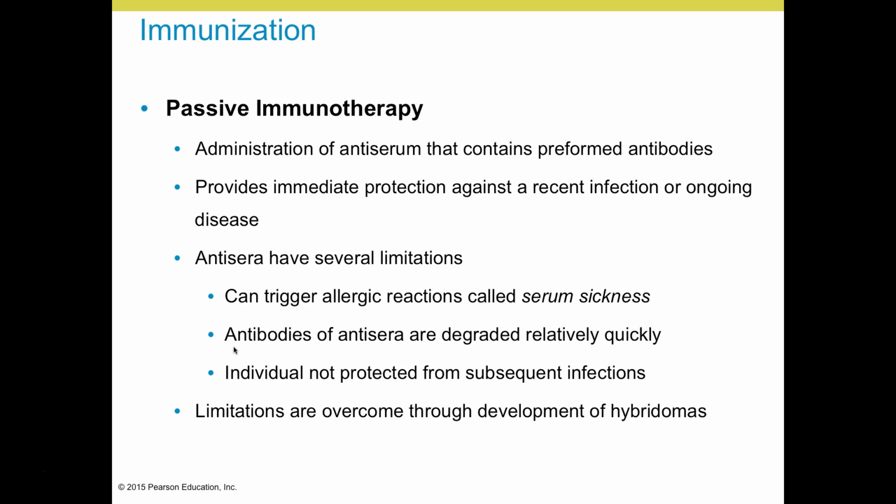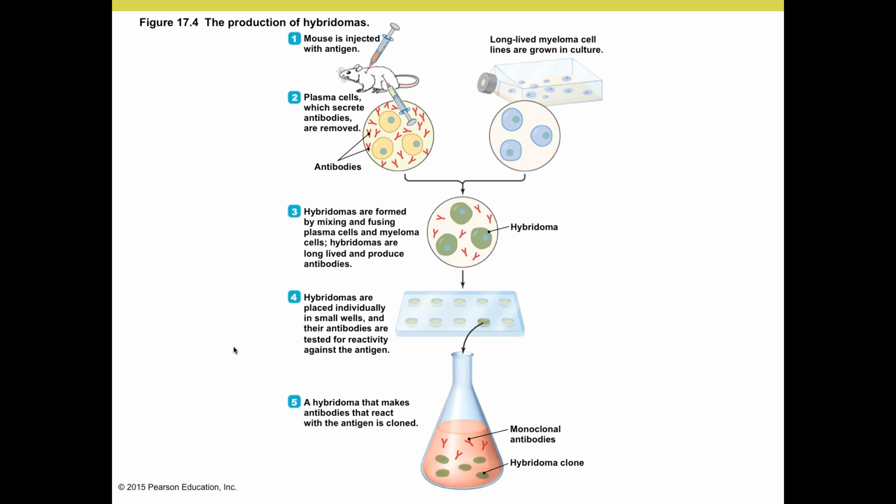Well, limitations can be overcome through the development of hybridomas. Hybridomas happen to be cancerous cells, but they're not cancerous cells that affect humans. And these cancerous cells are produced through these hybrids, and they produce antibodies that can actually be cloned and purified for humans. And these are known as monoclonal antibodies. And these monoclonal antibodies then are given to the patients to develop immunity.